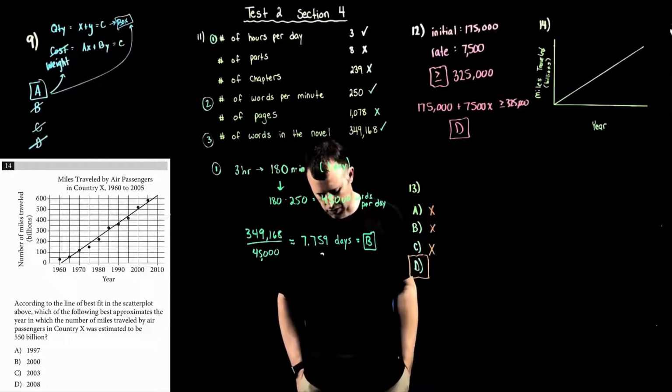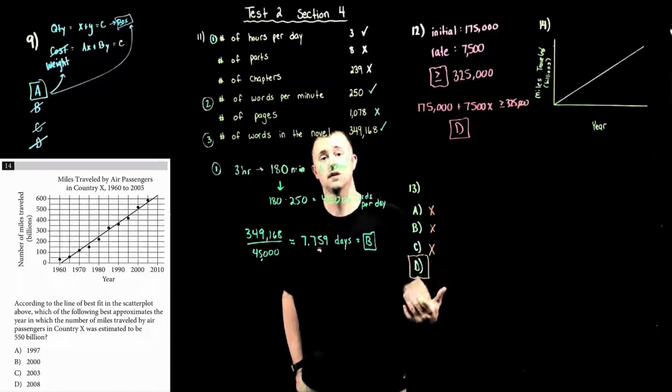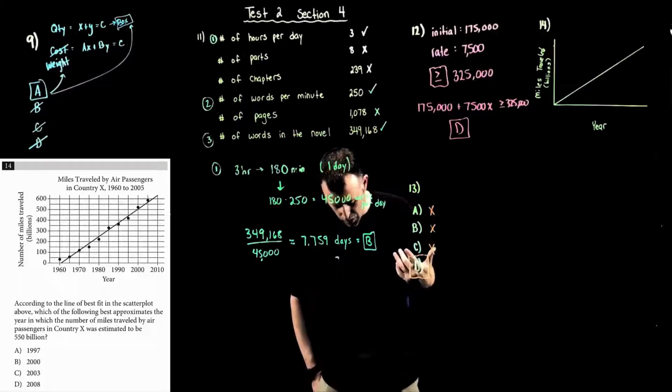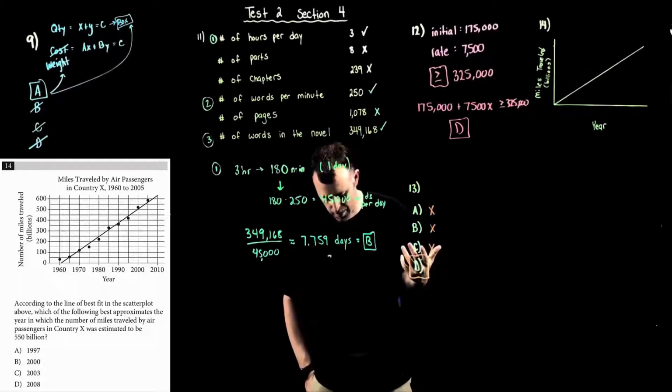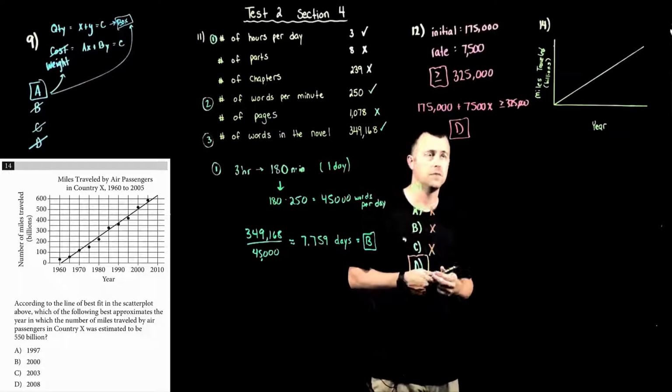But really, just look at the question. If they give you a paragraph, usually that paragraph is just describing the picture anyway. Jump down to that final sentence, and you'll notice they're just asking, which of the following best approximates the year in which the number of miles traveled by air passengers in country X was estimated to be 550 billion?